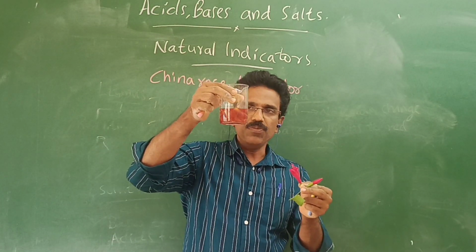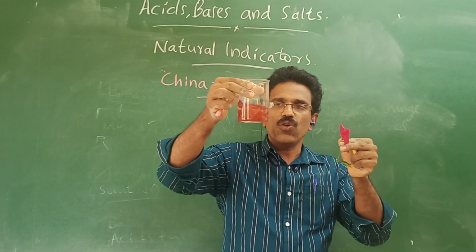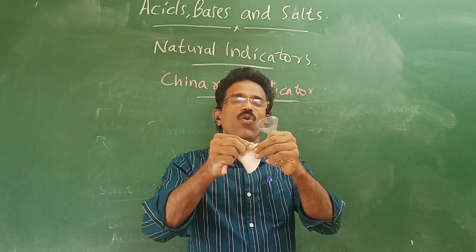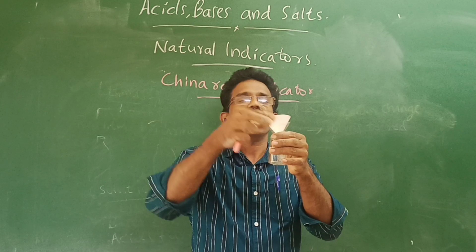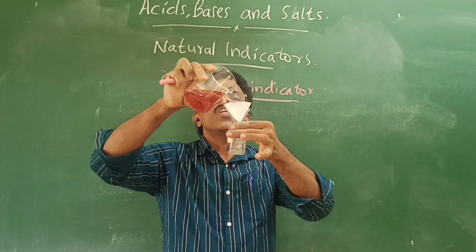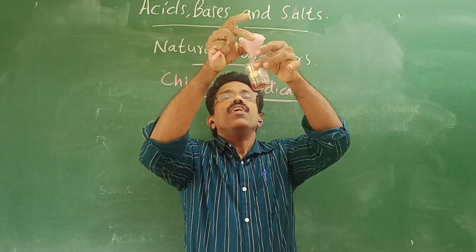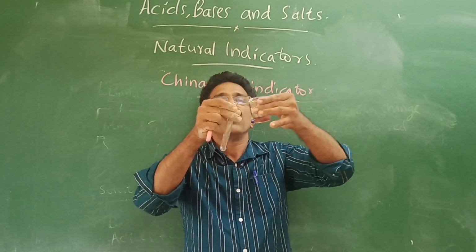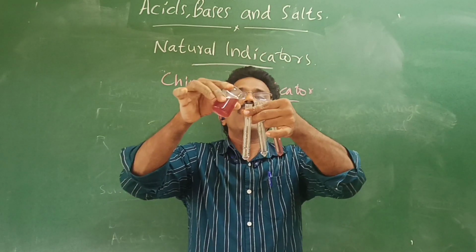See, China rose has been boiled. This is boiled China rose. It is China rose solution. Fold it like this, a cone shape. Okay, place it in a funnel. Now pour this China rose solution. And let us take this China rose solution into a test tube. Okay.